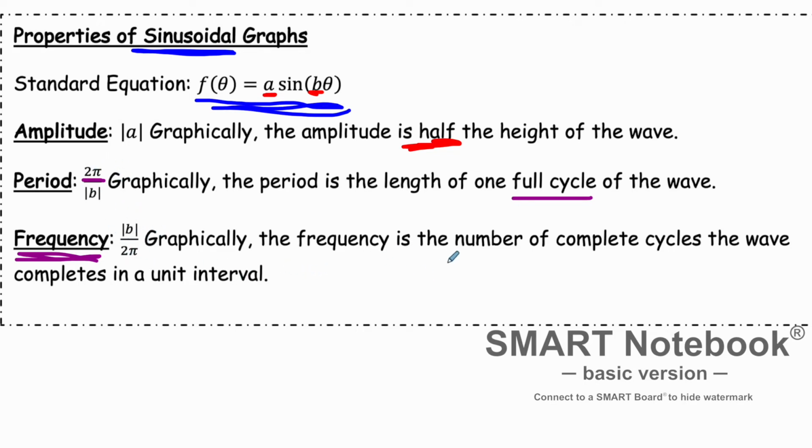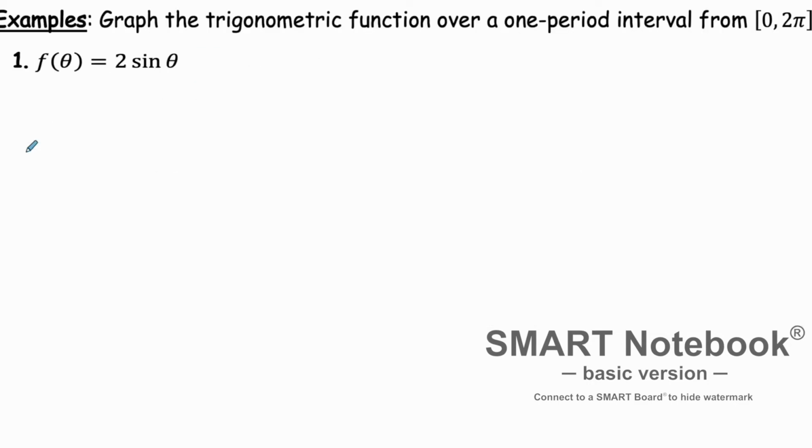On the graph, what this is saying is, in a 1 unit interval, how many times does the graph complete a cycle? Did it complete 5 times, 2.5 times, 3 times, whatever. That's what the frequency is graphically. So what we're going to focus on today is just the amplitude. All right, so let's get into these examples here.